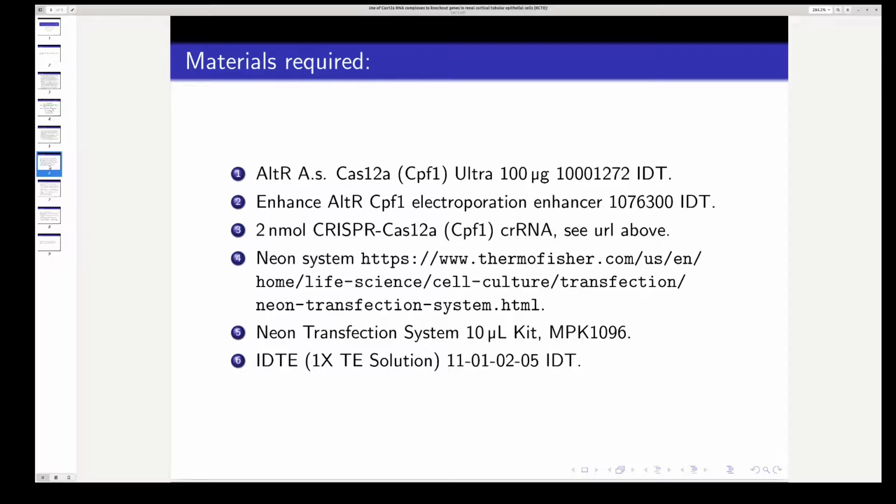Now, here's an important thing. I actually buy in my TE solution for RNA work. The IDTE solution is expensive, but it's RNase free, and I've had no trouble with it.